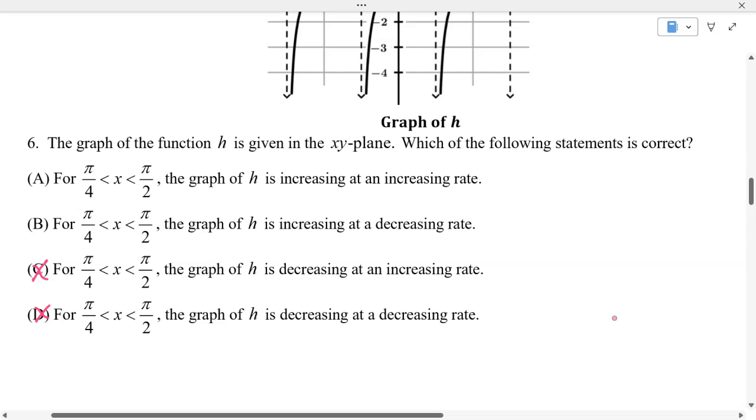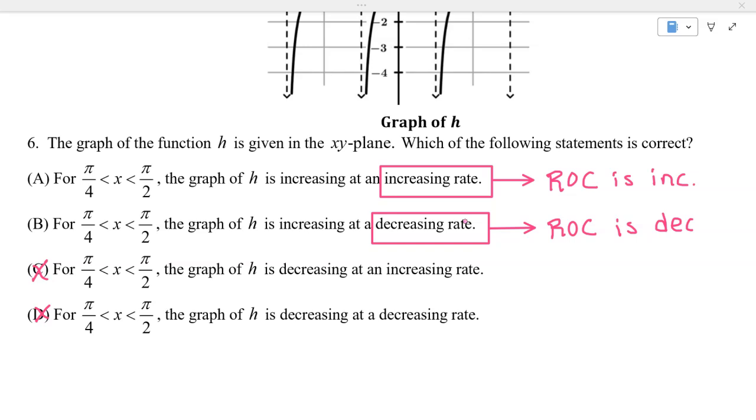To choose between A and B, we have to decide whether h is increasing at an increasing rate or at a decreasing rate. Notice that when they say increasing rate, it means the rate of change is increasing. When they say decreasing rate, it means the rate of change is decreasing.